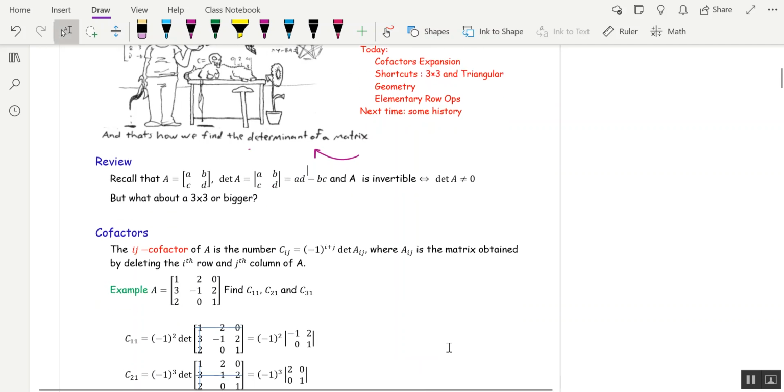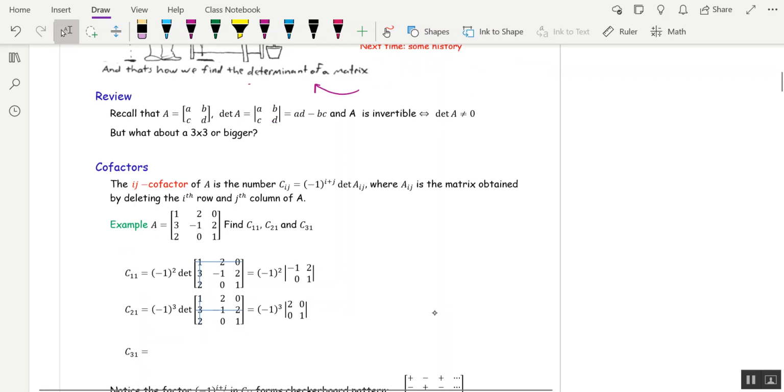So let's start with the cofactor. A cofactor is a number. And the ij cofactor of a matrix is the number found by taking the determinant of the matrix you get when you cross out the ith row and the jth column and multiplying by -1 to the i plus j. So that's a little bit confusing. So let's do an example where we're going to find 3 cofactors. Here's our matrix A. We're going to find C11, C21, and C31.